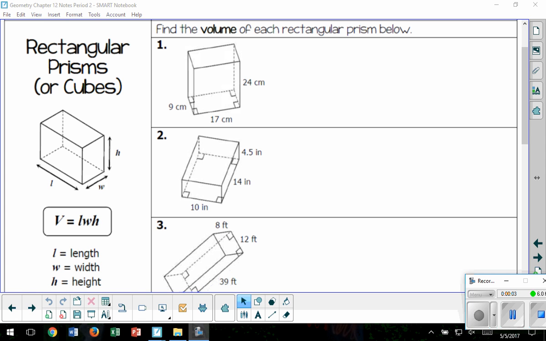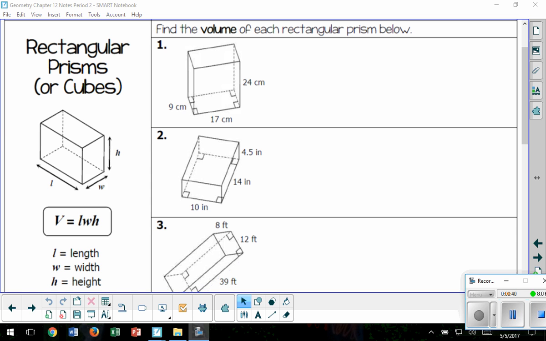Okay, so for rectangular prisms or cubes, you want to do volume. For volume, it's length times width times height. What are the units going to look like? Cubed. For circumference, perimeter, or a side, it's just going to be units. For area, it's going to be squared. Volume is going to be cubed.